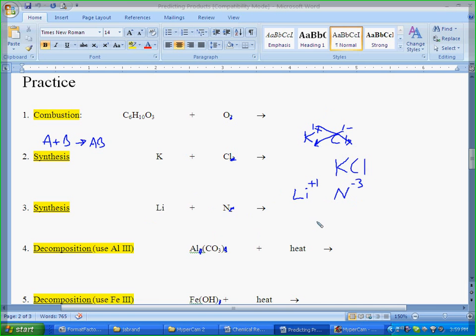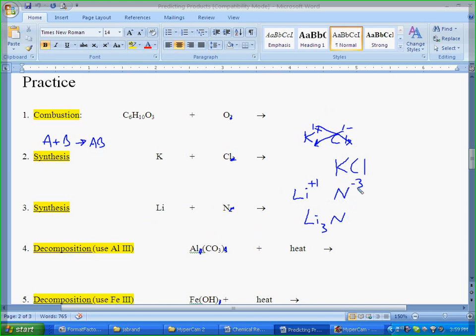The first way, I won't do the Criss Cross method. The first way, you just have to look at it. You have to interpret how many do I need so that the overall charge is 0. I have -3 over here, so that means I need +3 over here. The only way to get +3 is if you had 3 of the lithiums. So Li3 and N1. That will give you a +3 and a -3 charge. Because you have 1 of these, it's -3. You have 3 of these, it's +3.